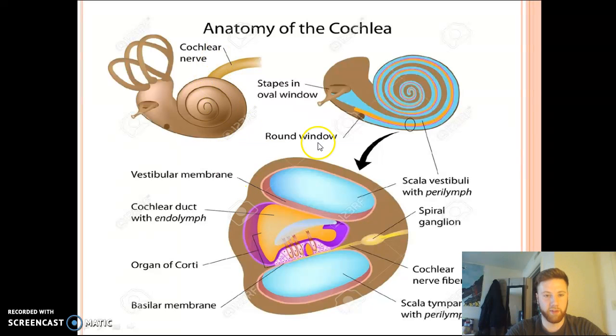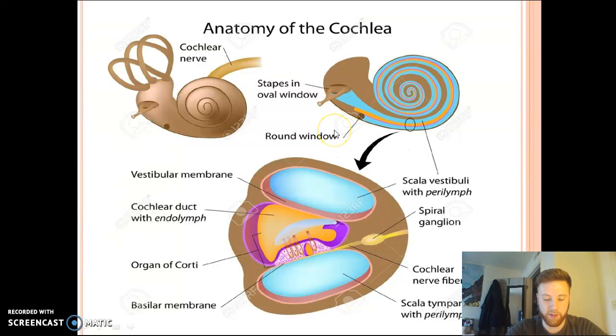So here's the anatomy of the cochlea. You have an elastic partition that runs from the beginning to the end of the cochlea, which splits it into an upper and lower part. So this would be it right here. This would be the elastic partition that splits it all the way through. This partition is called the basilar membrane.